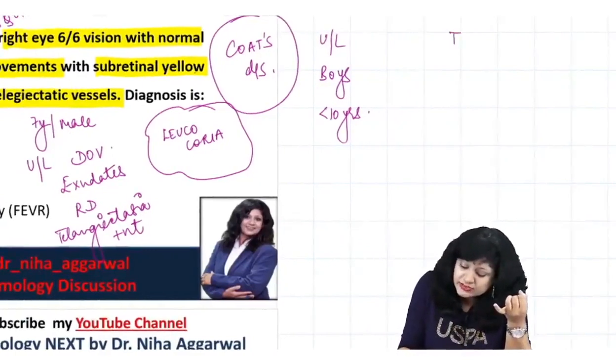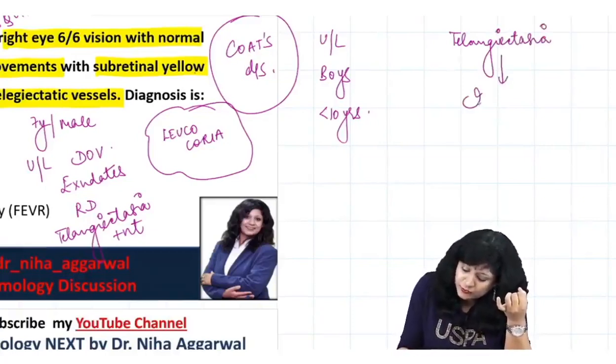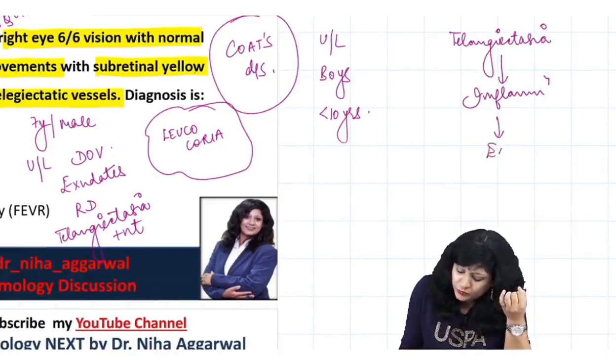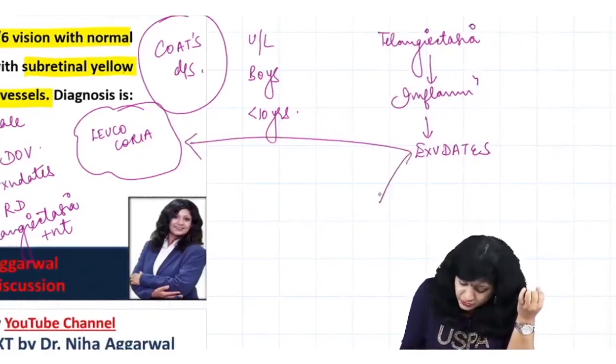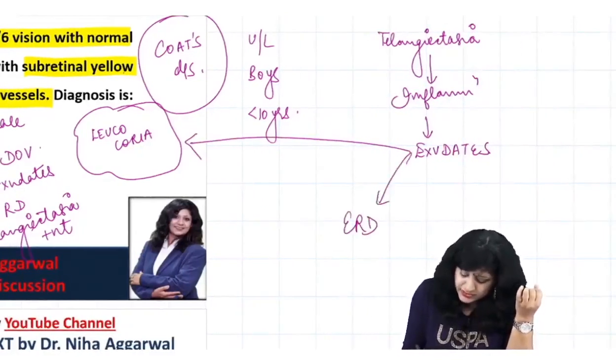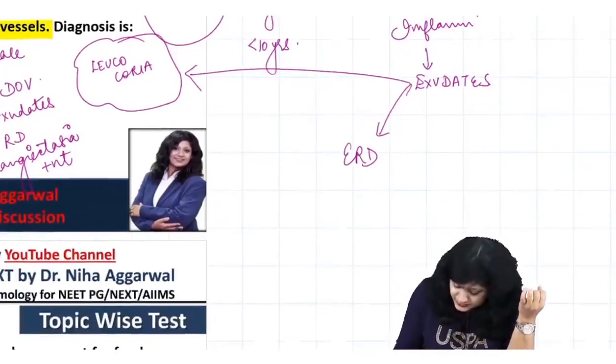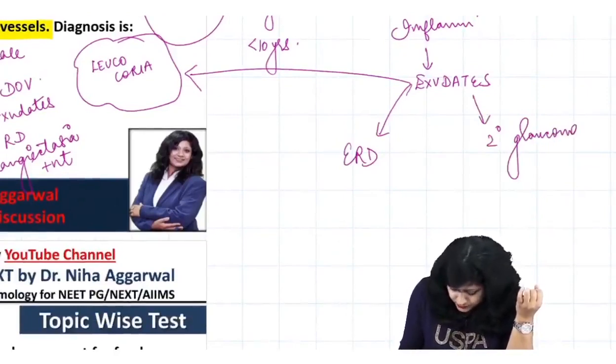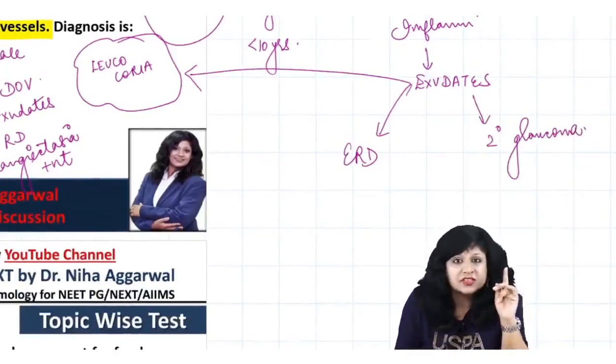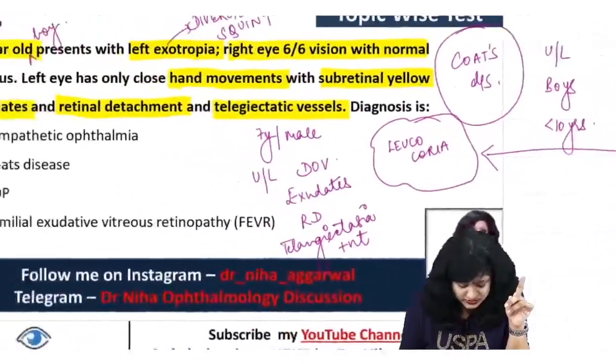Now due to this telangiectasia, we have a lot of inflammation, and this lot of inflammation will lead to a lot of exudates, and a lot of exudates is responsible for this leukocoria also. Exudates are responsible for exudative retinal detachment also. Exudates are also responsible for secondary glaucoma. So everything given in the question is being explained by Coats disease.